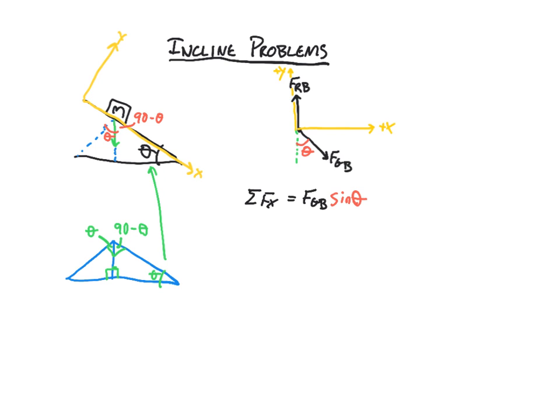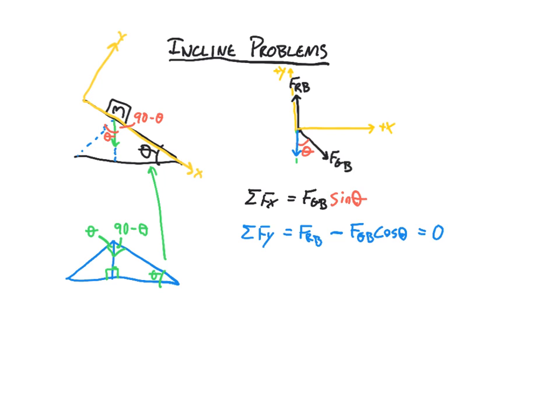And then if we look at the y components, well, we've got two forces. We have the force of the ramp on the block, and we have minus the force of gravity on the block cosine theta. That's this component right here. And we know that that's zero because the block isn't accelerating at all in the y direction.